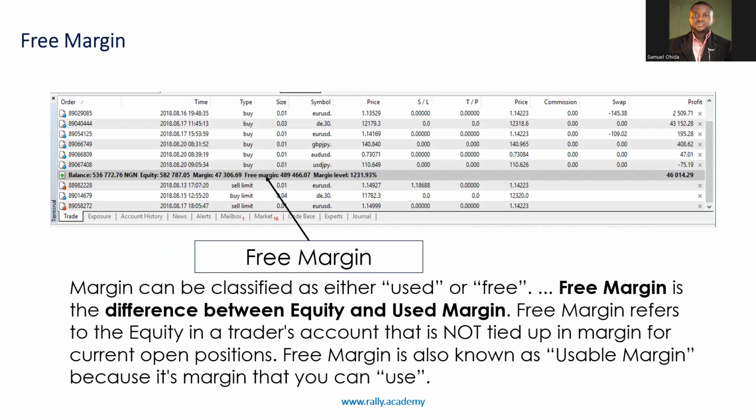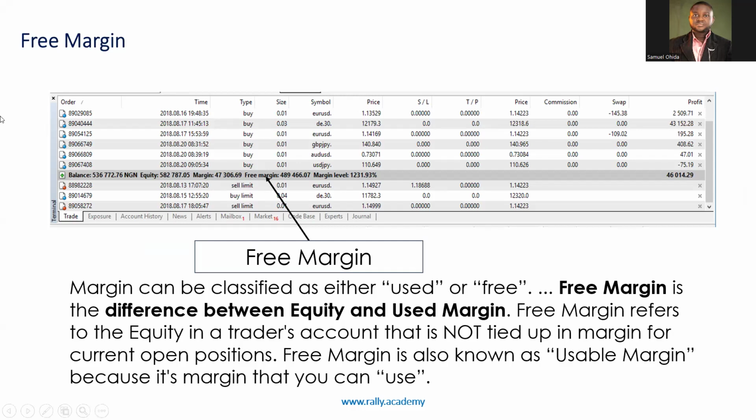Okay, now when you have a margin, you're going to have what we call free margin, and free margin will be the difference between your equity and your used margin. Now, your used margin is what it took for you to enter into that trade. The difference between that and your equity is the free margin. So depending on the free margin that you have, that determines if you could enter into more trades.